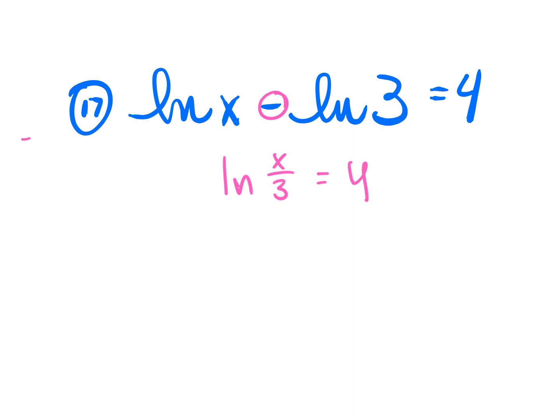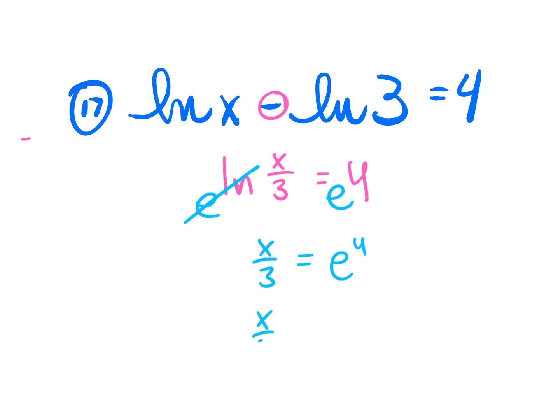Now how do I cancel out the ln? Make the big base e. So it cancels out with the ln. We have x over 3 is equal to e to the 4th power. We're going to put e to the 4th power in our calculator.